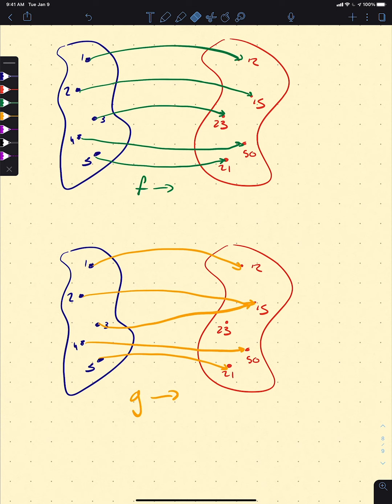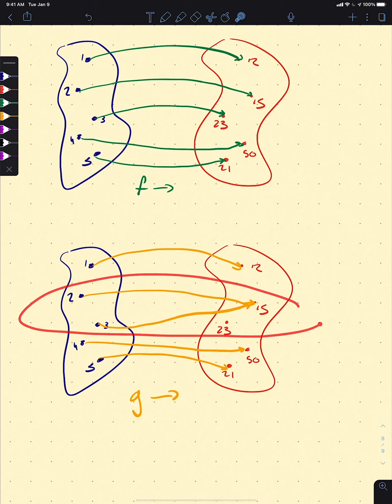But the way that they do it is subtly different, okay? There's a property that f has that g doesn't. And what I want to draw your attention to is this thing right here. This is absolutely allowed. Totally allowed. You can have a function that maps two elements to the same element, but f doesn't do that.